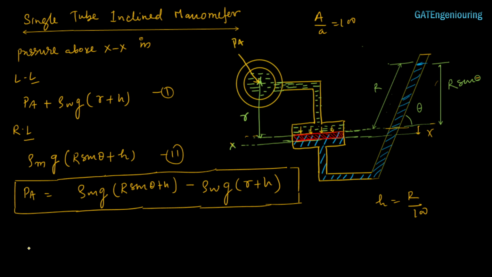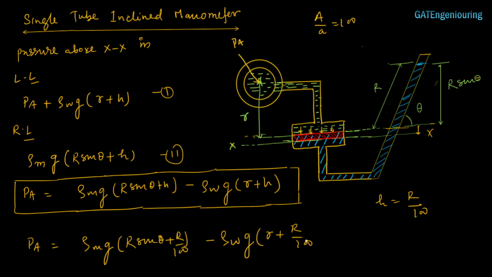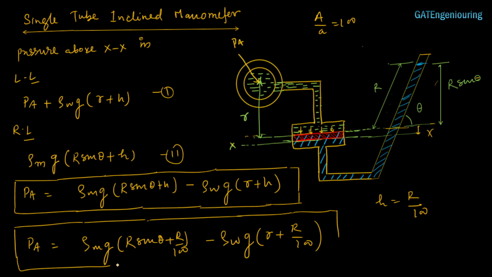If we put this in, Pa is equal to rho m g into (r sine theta plus r upon 100) minus rho w g into (r plus r upon 100). This is the final equation if the area ratio of the container and the limb is 100 times. Otherwise, whatever the area ratio is, that will be replaced with 100 in this equation. And this is the final equation.